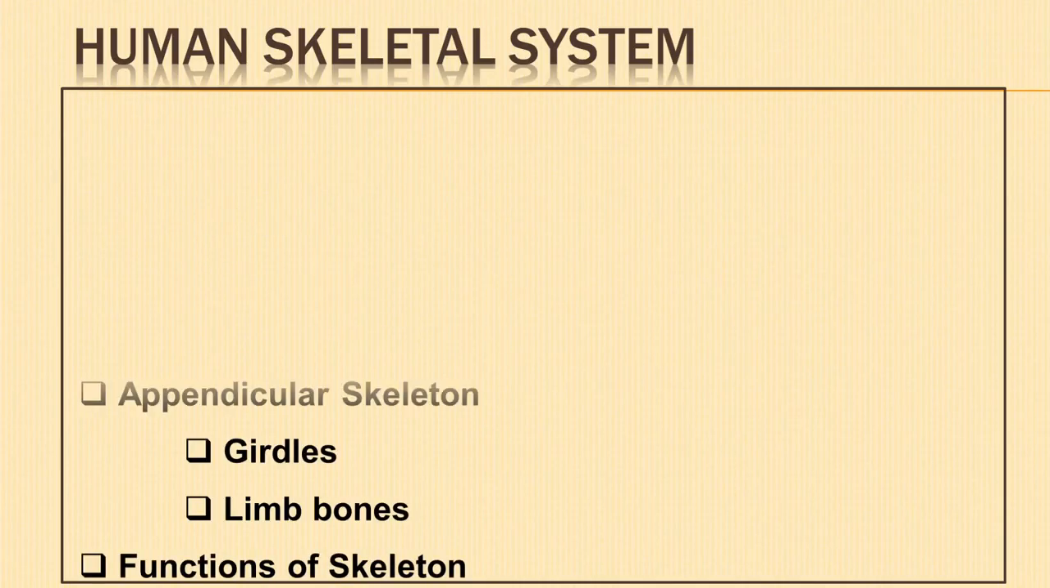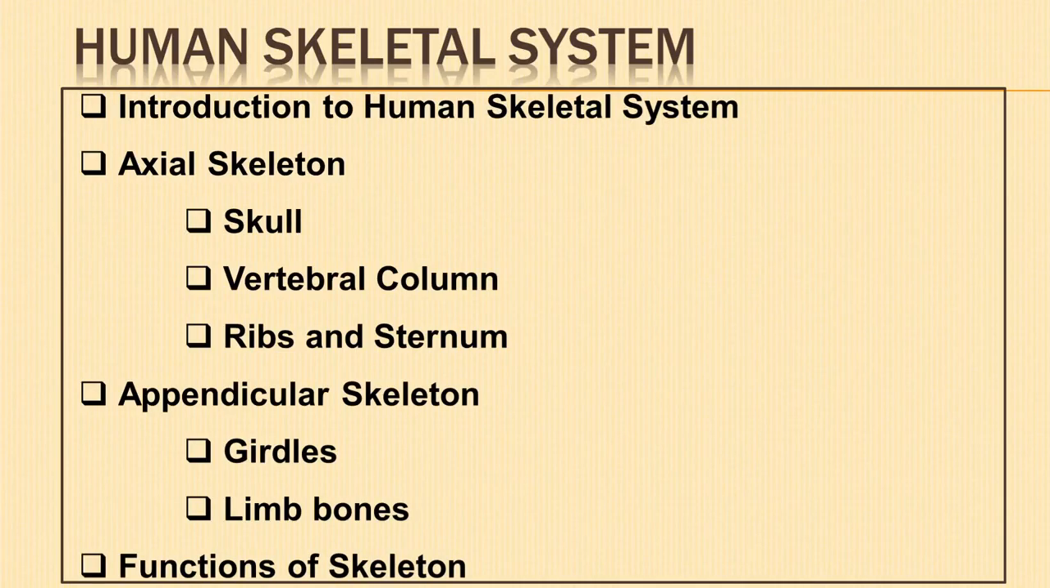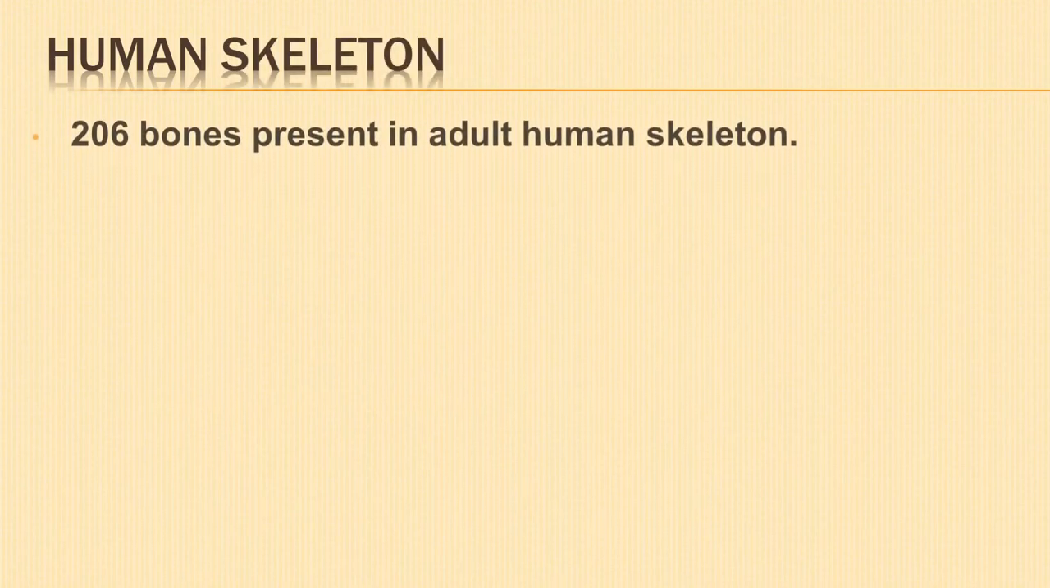Hello. In today's video, we shall learn in detail about the human skeletal system. By the end of this video, you'll have a clear understanding of the human axial skeleton, consisting of the skull, vertebral column, ribs and sternum, and the appendicular skeleton, consisting of girdles and limb bones. Let us start with the introduction to the human skeletal system.